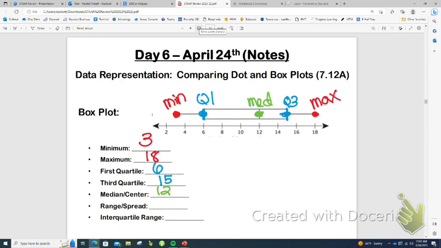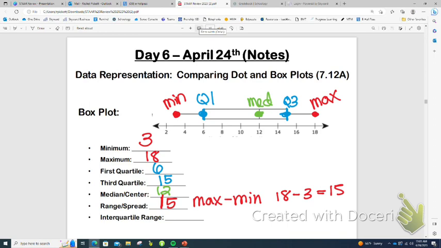To find the range, we actually have to do a little bit of math. That's when we're going to do our maximum minus minimum. So our max was 18 and the min was 3. So to find the range, we got to do 18 minus 3, which is 15. So that's the normal range, or it might be called the spread.